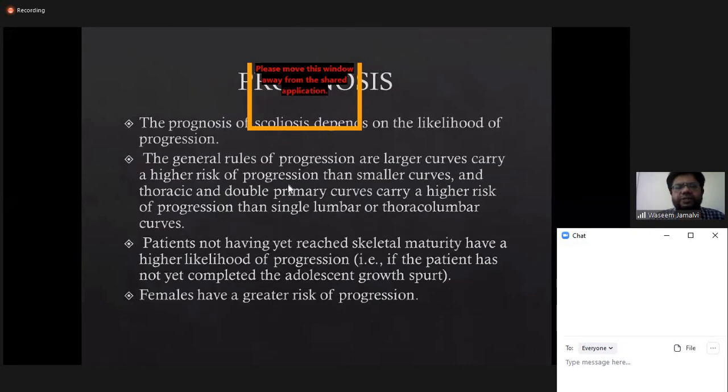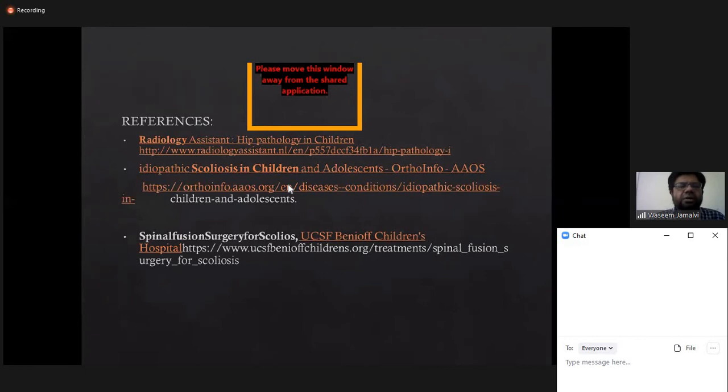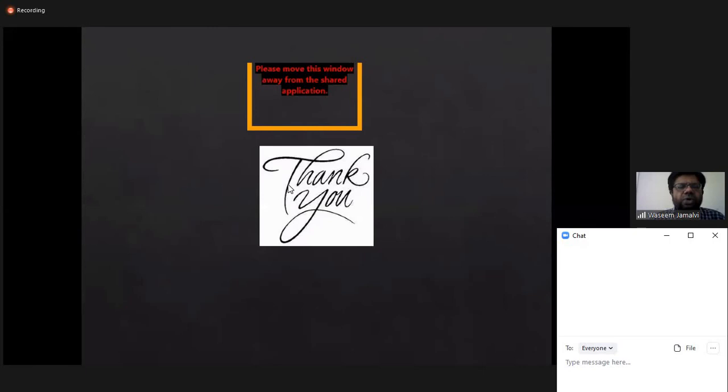The prognosis of scoliosis basically depends on when it is picked up and what the curve angle is. If it is less than 10 degrees, recovery is good. But if it is more than that, or more than 25 degrees and you go for surgery, the chance of recovery is slightly less. And females have a greater risk of progression. We have taken this from different sources. Thank you very much.